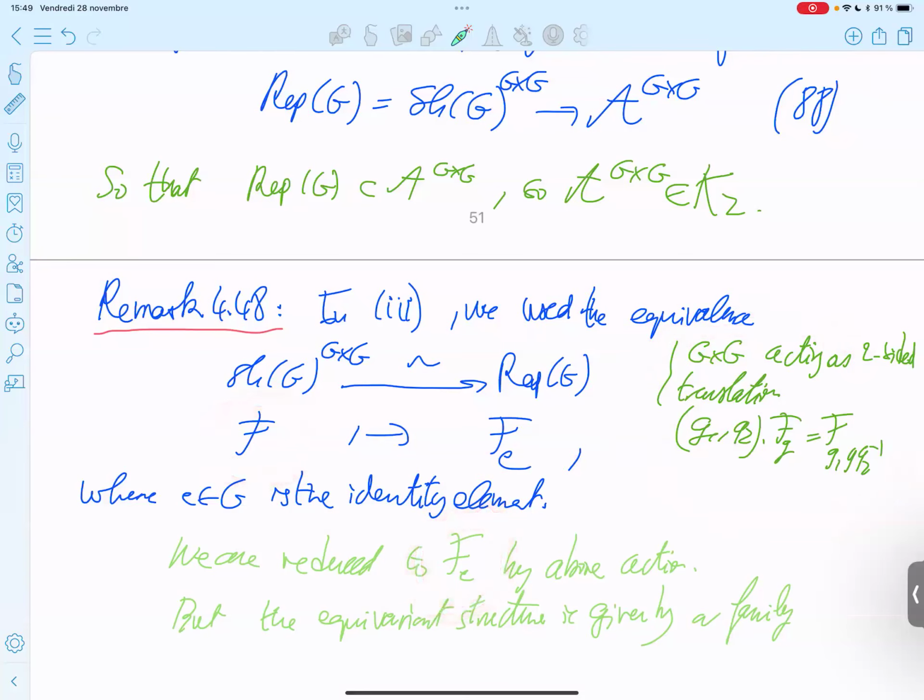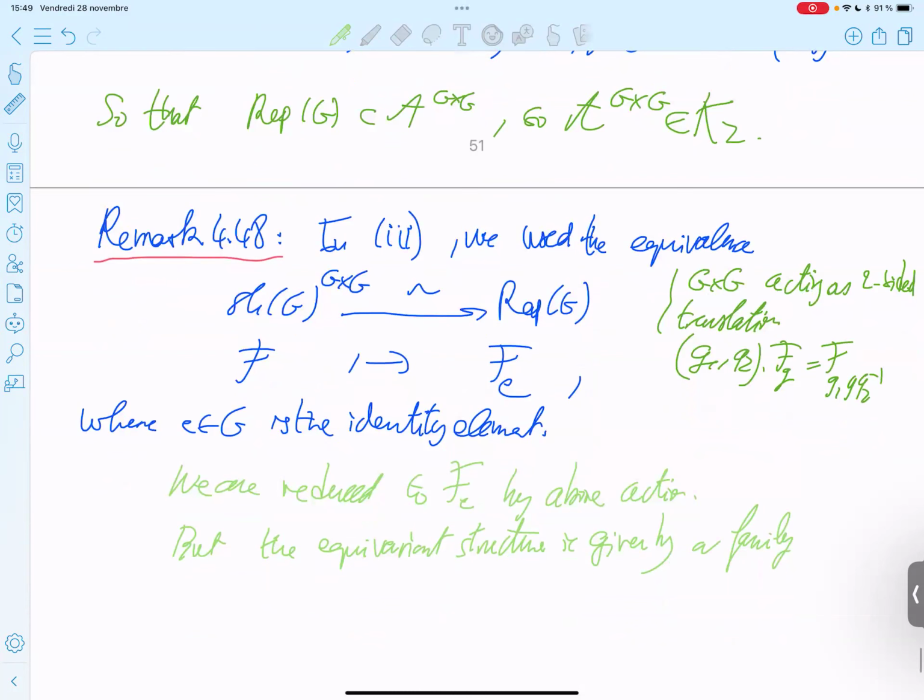But it's not just considering the orbit. Remember that the G equivariant object is a pair, an object and a family of isomorphisms. And this family of isomorphisms provides a structure for representation on that, completely given by the family. And we already discussed that.